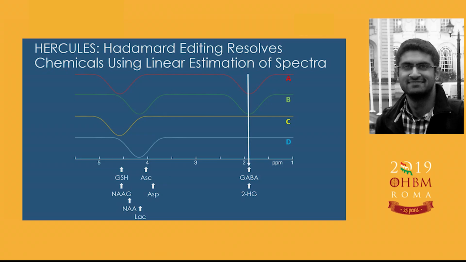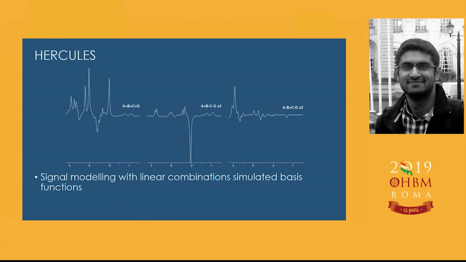If you apply editing pulse at 1.9 ppm, you can get GABA and 2-HG. Applying at 4.58 ppm, you can get glutathione, NAG. And at 4.18, you can get ascorbate, aspartate, and lactate. So how do you get these 3 edited spectra? 7 edited spectra. So you have, in different combinations, different spectra. In some spectrum, A plus B plus C plus D gives you all the major metabolites. A plus B minus C minus D gives you the GABA-edited spectrum. A minus B plus C minus D gives you the glutathione-edited spectrum.